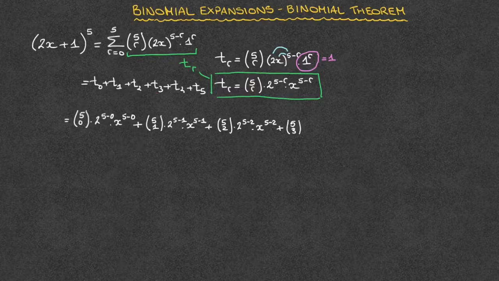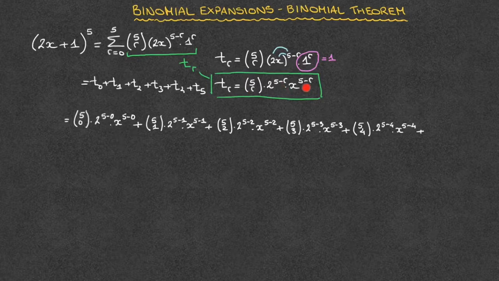So that would be (5 choose 3) times 2 raised to the power of 5 minus 3 times x raised to the power of 5 minus 3. We add on to that T4, for which we replace r by 4, so that's (5 choose 4) times 2 raised to the power of 5 minus 4 times x raised to the power of 5 minus 4. And finally, we add T5, for which we replace every single r by 5. So that's the binomial coefficient (5 choose 5) times 2 raised to the power of 5 minus 5 times x raised to the power of 5 minus 5.